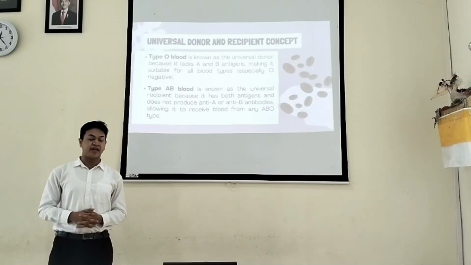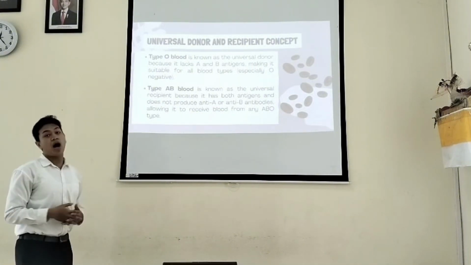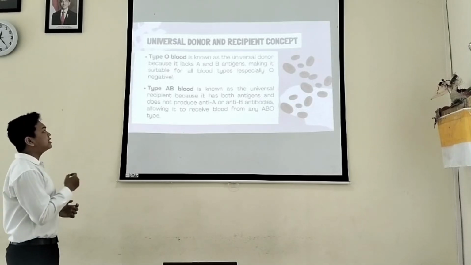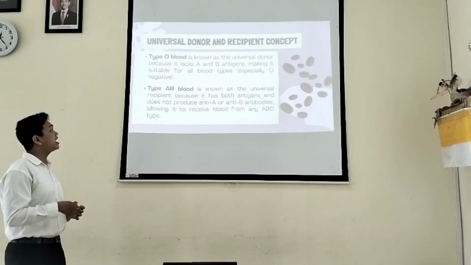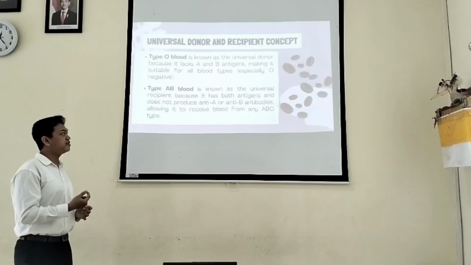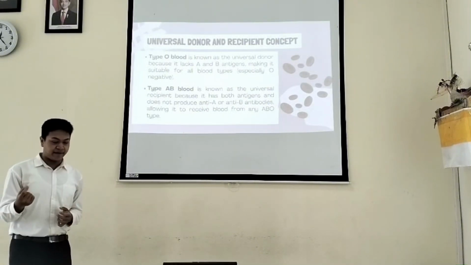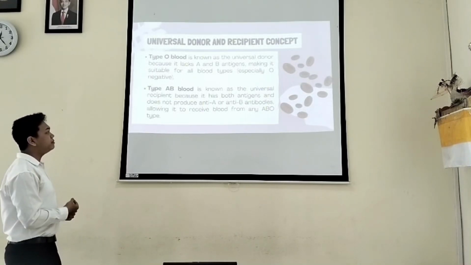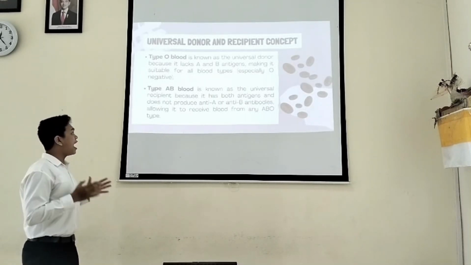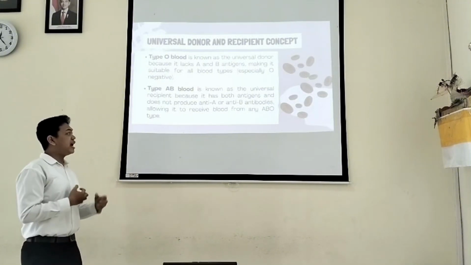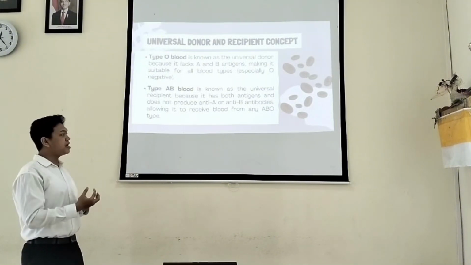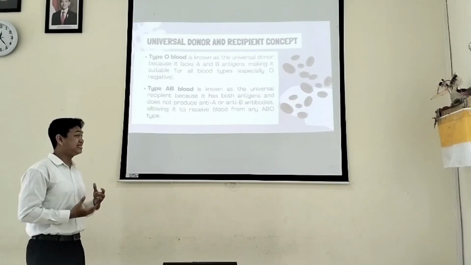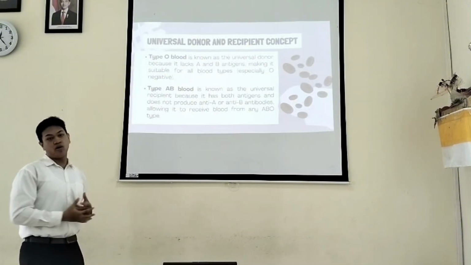Universal donor and recipient concept. Number 1, type O blood is known as the universal donor because it lacks A and B antigens, making it suitable for all blood types, especially O negative. And type AB blood is known as the universal recipient because it has both antigens and does not produce anti-A or anti-B antibodies, allowing it to receive blood from any ABO type.